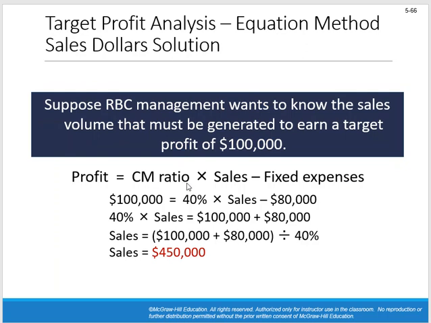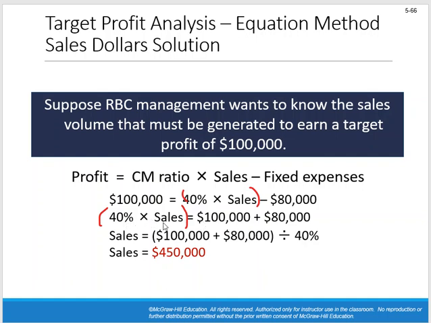Profit equals CM ratio times sales minus fixed. So if our target profit is 100,000, we use our 40% CM ratio times sales minus 80,000. We're trying to solve for sales here. So we do our algebra. So they're taking the 40,000 times sales and moving that over to this side. And they're adding the 80,000 to the 100,000. So moving that to the other side.